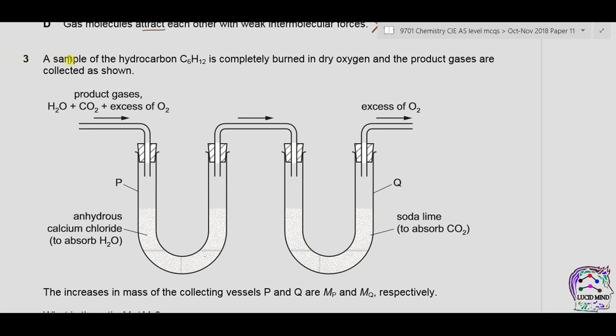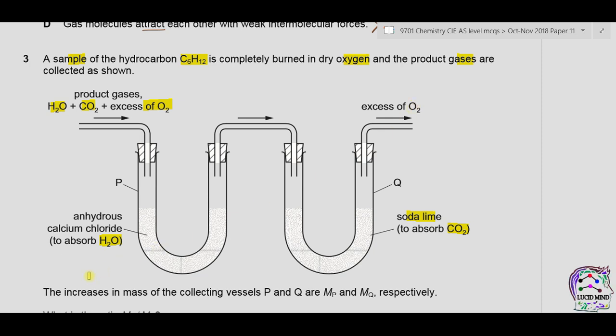Question 3. A sample of hydrocarbon C6H12 is completely burned in dry oxygen and the product gases are collected as shown. Product gases is H2O, CO2 and excess of oxygen. First one is P. We have anhydrous calcium chloride. It is used to absorb H2O vapors. Second part consists of soda lime, which is used to absorb carbon dioxide gas, and excess of oxygen just goes through it.